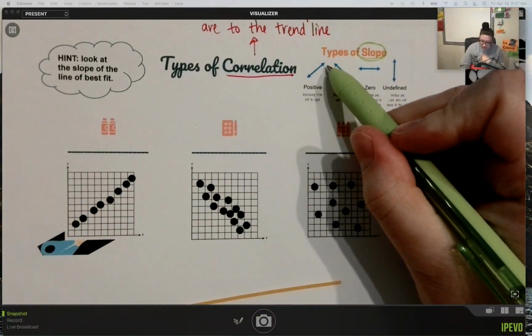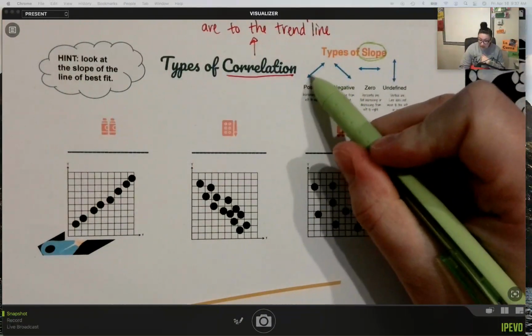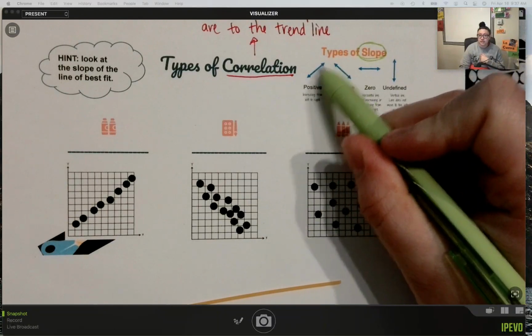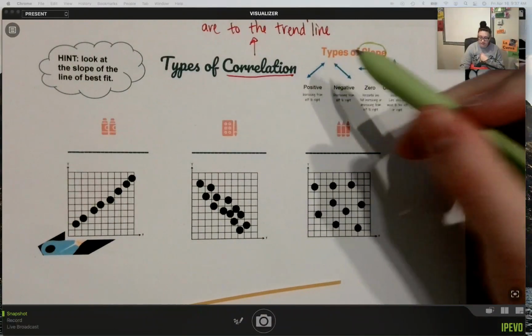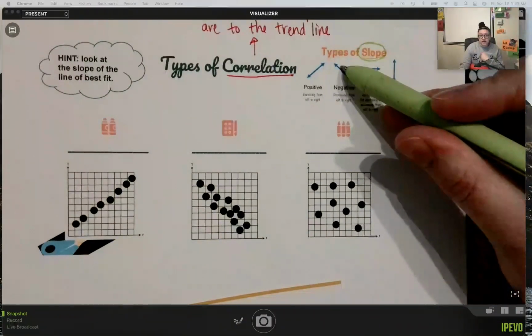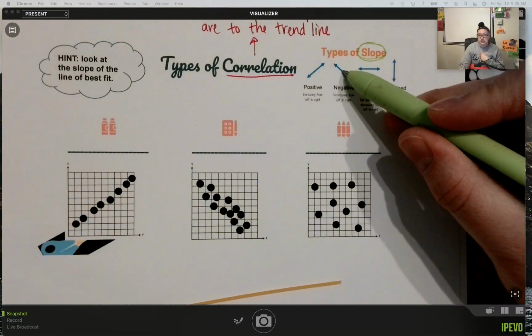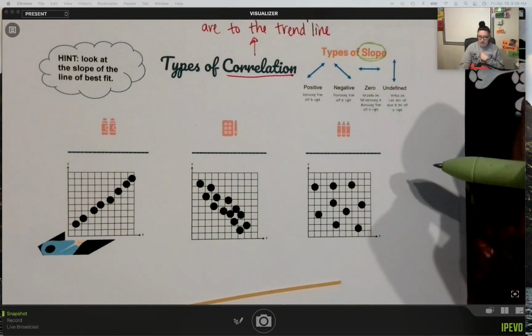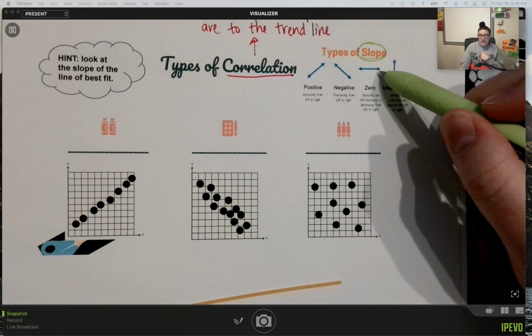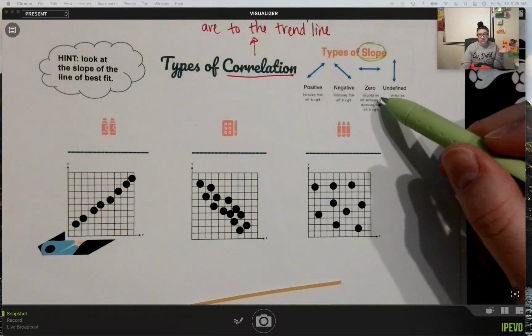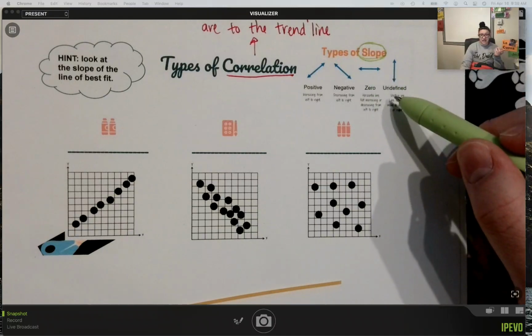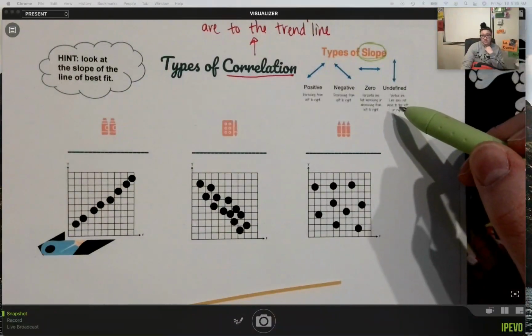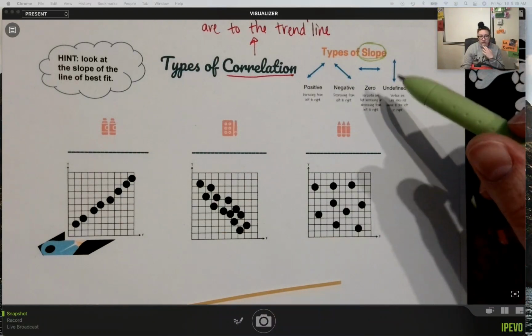Remember, positive slope increases from left to right. Increases, it goes up if it's puff, puff, positive. If it goes down, if it decreases from left to right. Remember, that's nice, negative with the slope guy. And sometimes our points are just going to be all over the place and there's no good line to go through our data. And so we're going to say that has no correlation to it.